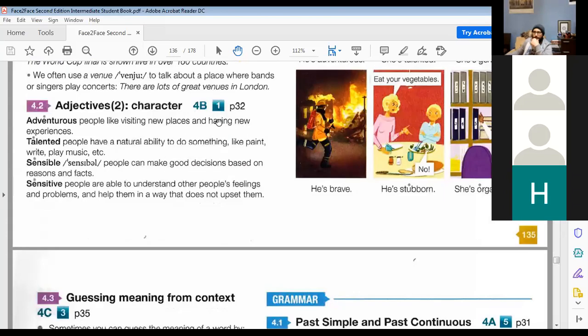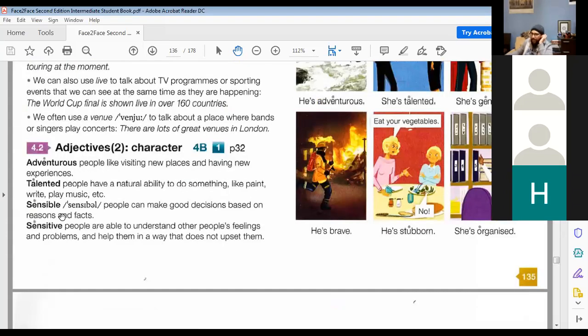137, is it? Yeah, here it is. Can you see sensible? Can you read it? Who can read it? People can make good decisions based on reasons and facts. So, what does this mean? Someone who can make a good decision based on reasons and facts.